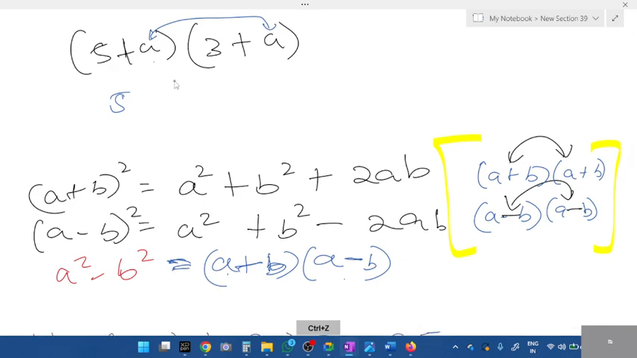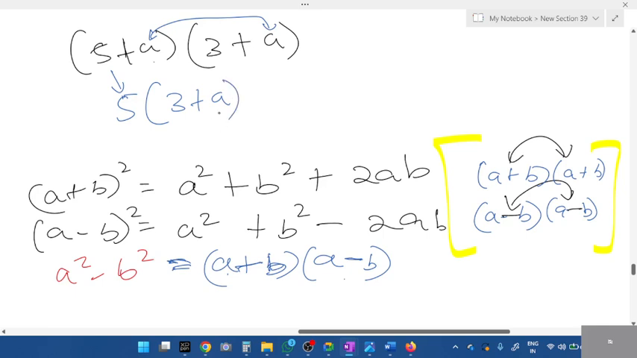Now concentrate. Are you there online? Concentrate on this part. Take 5 outside, and in the bracket put 3 plus a. Basically we are multiplying 5 with the bracket. Next, take plus a outside, and in the bracket put 3 plus a. Just go through whatever I've written. This is the most important part. If you haven't understood, you can't solve the question. 5 outside, we have to multiply 5 with these two first. Then take out the term with the sign, plus a, like this.